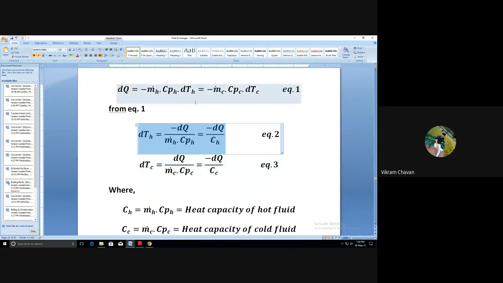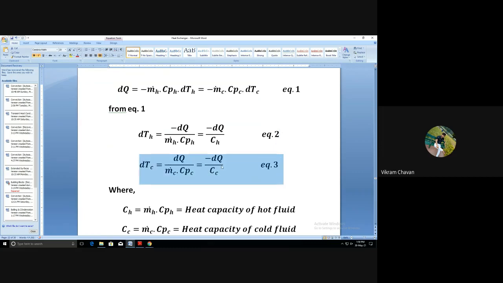Then in a similar fashion, from the second part of equation number 1, dq is equal to minus m dot c multiplied by cpc multiplied by dTc. From this equation we can calculate dTc, which is equal to minus dq divided by m dot c multiplied by cpc, which can be written as minus dq divided by Cc, where Cc is nothing but the product of m dot c and cpc. The product of m dot c multiplied by cpc is nothing but Cc, and it is equal to the heat capacity of a cold fluid.